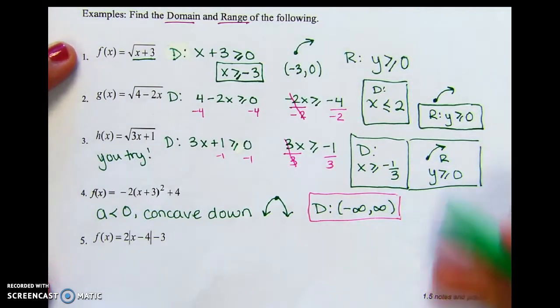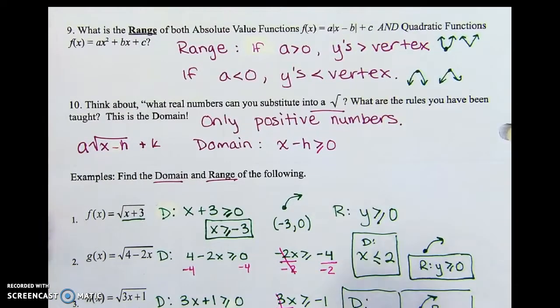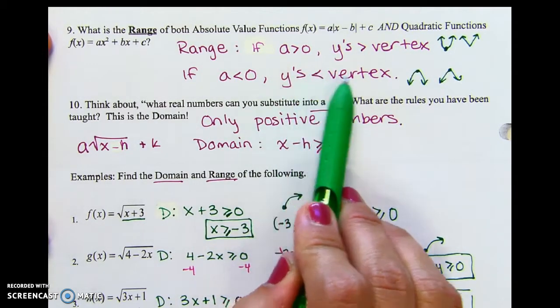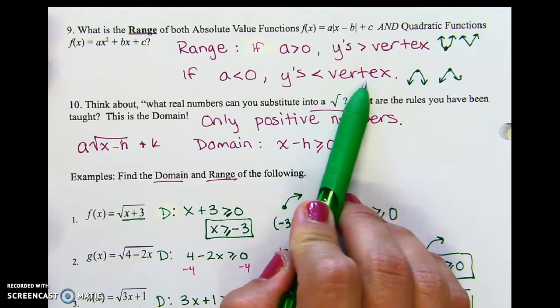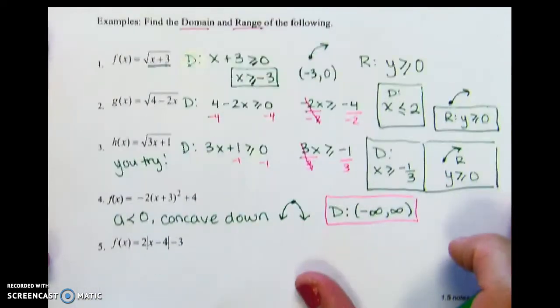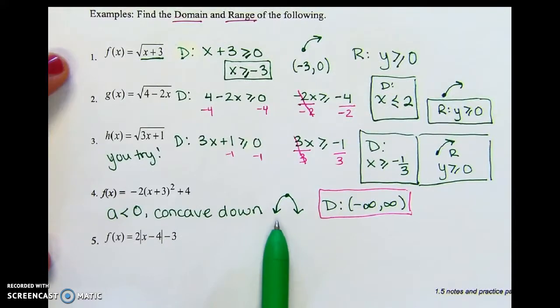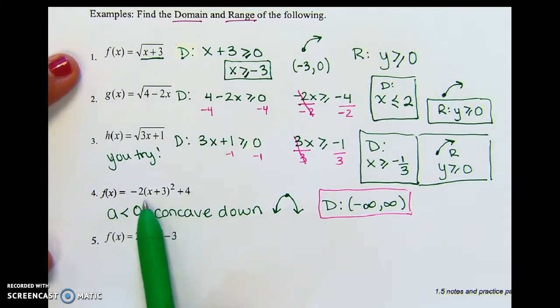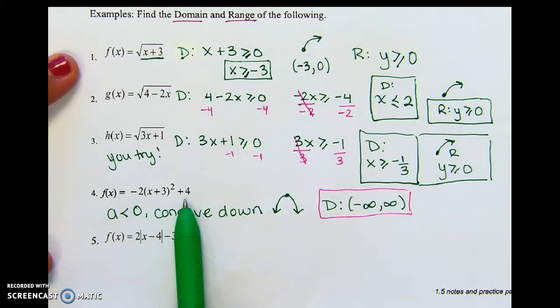Okay, so the range, gosh, what do our notes say about the range? If a is less than 0, then the range will be all the y's less than the vertex. So we need the vertex, yeah? Have we found the vertex yet here? No, but we know how to do that. What do we do to find a vertex? We do the opposite of the inside, and we keep the outside.